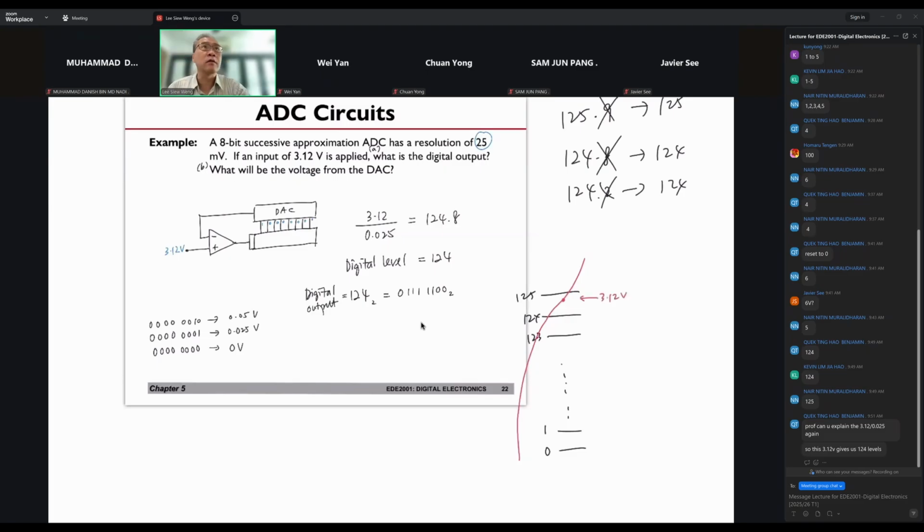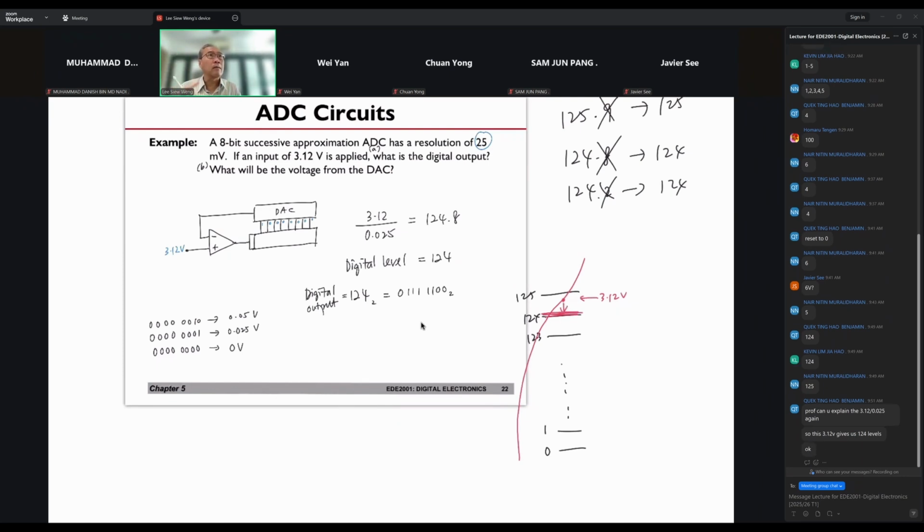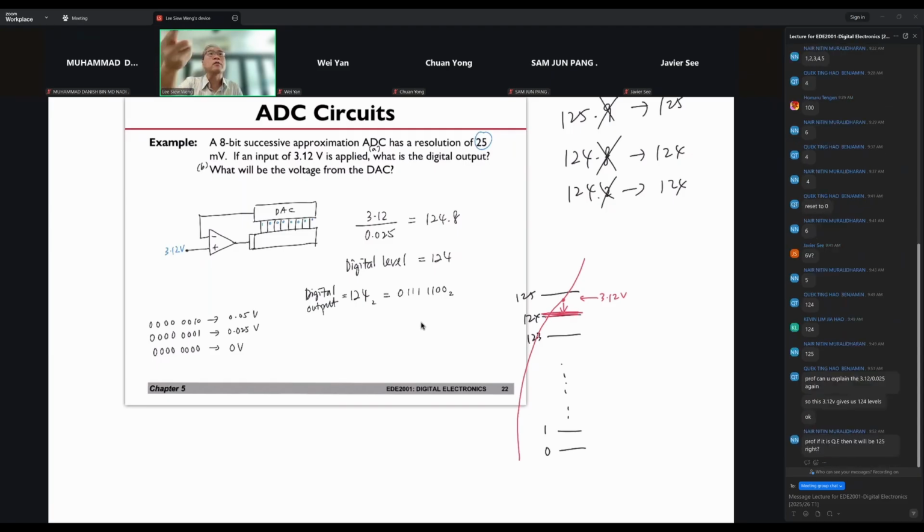I'm converting to digital, remember? So 3.12 volt, but the ADC circuit that we have is all truncate, which is round down. So which level will represent that 3.12 volt? It will be the binary level 124. Understand that? Because it's rounding down. You're going through an op-amp. The moment the input voltage is higher, then the output is high. When the input voltage is lower than the DAC output, then your output will be low. So that's why it's truncate, it will be rounding down.